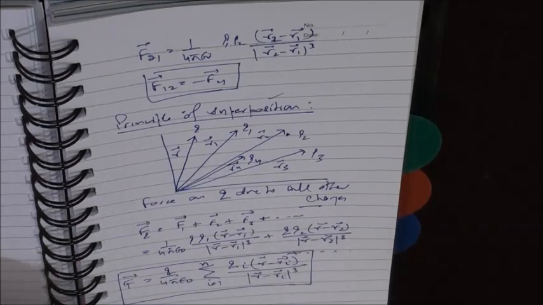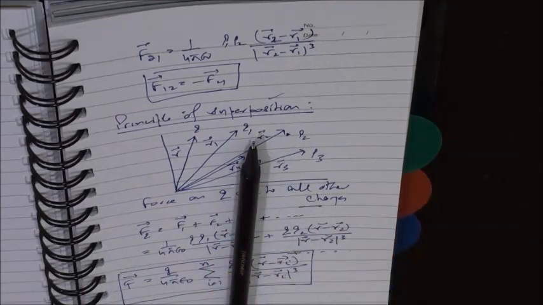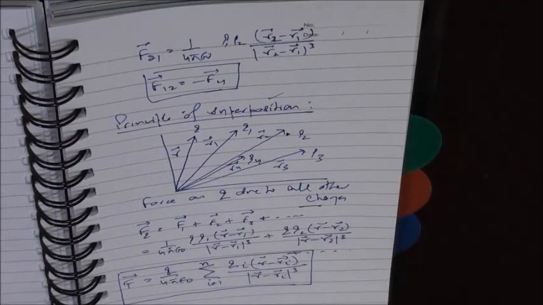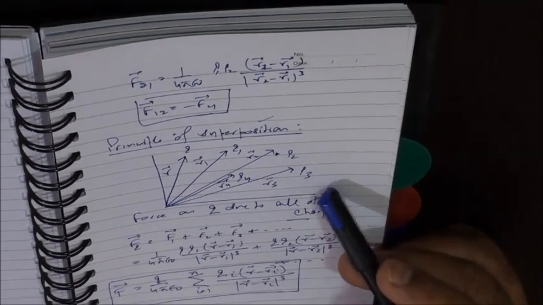So what we have done today: Coulomb's law, which tells about the electrostatic force between 2 point charges. F is 1 upon 4 pi epsilon naught q1 q2 by r square. This force depends on the medium. So if I take any other medium, this becomes 1 upon 4 pi epsilon naught epsilon r, where epsilon r is called relative permittivity or dielectric constant. So that is the force between 2 point charges. The value of 1 upon 4 pi epsilon naught is 9 into 10 raised to the power 9.